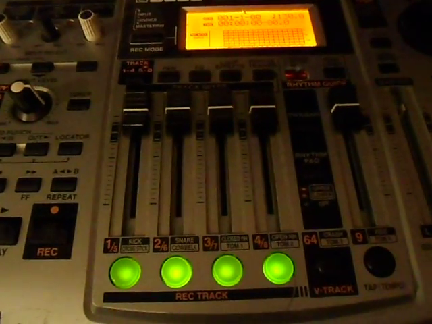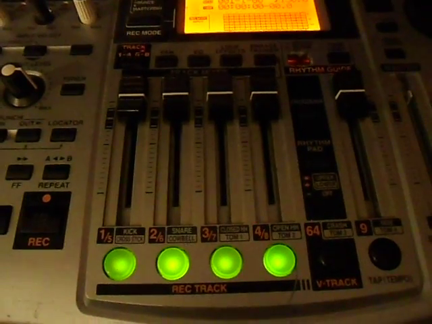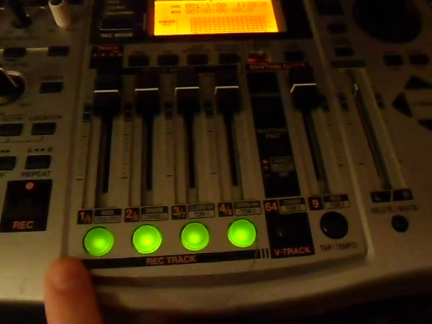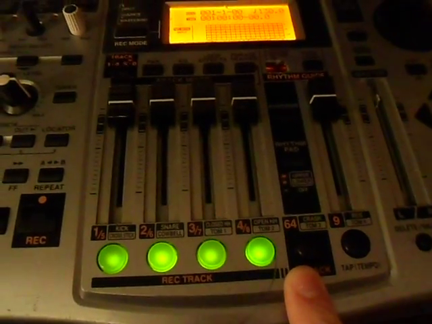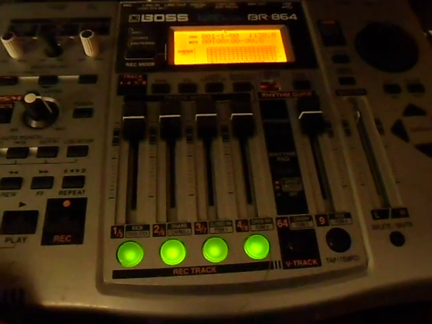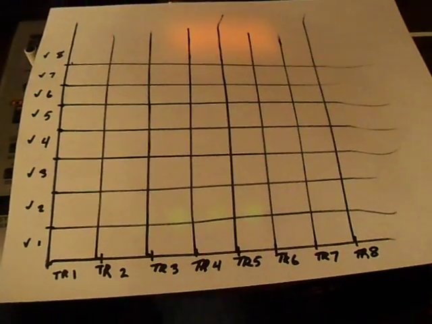I read that you could technically have 64 different tracks saved on a song, and that was confusing because there are only 8 tracks that you can use at one time. The best way to understand how this works is to think of it as a matrix.